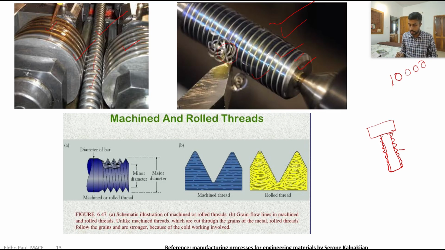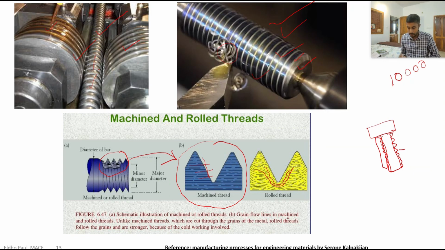And see the microstructure. This is the microstructure of the thread after the machining process, and this is the microstructure after the rolling process. See here, the grains are cut. This is not a continuous grain; at this edge the grains are cut. But here we can see the grains are not cut. The grains are flowing like this. This is not discontinuous grain, it is continuous grain.